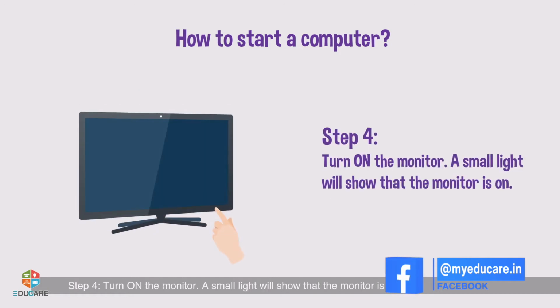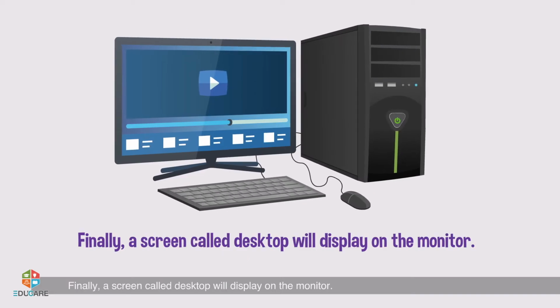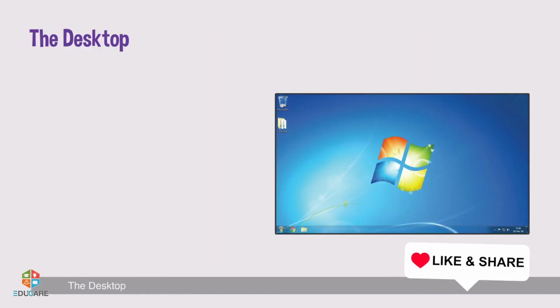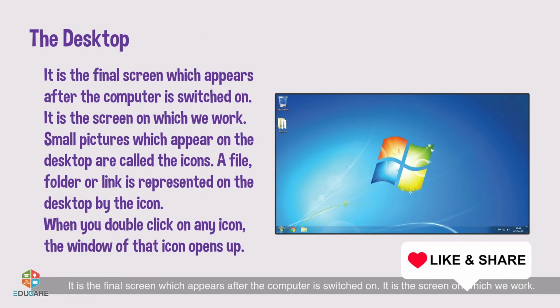Step 4. Turn on the monitor. A small light will show that the monitor is on. Finally, a screen called the desktop will display on the monitor. The desktop. It is the final screen which appears after the computer is switched on. It is the screen on which we work.